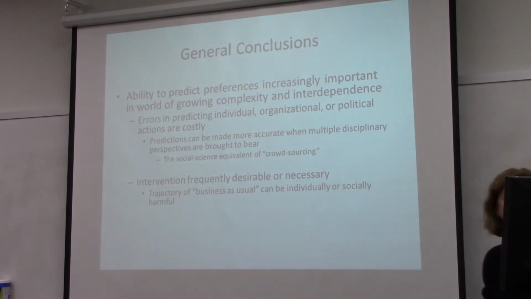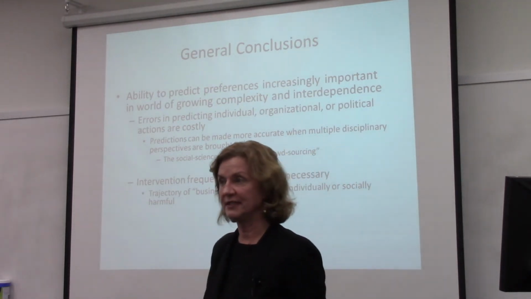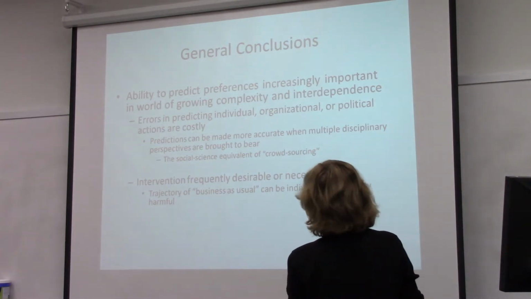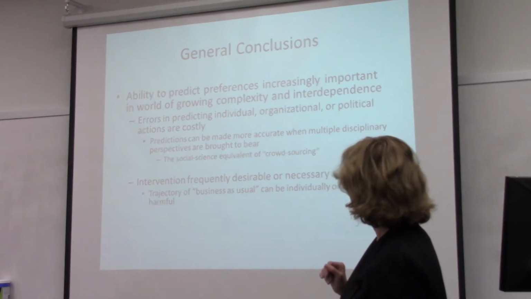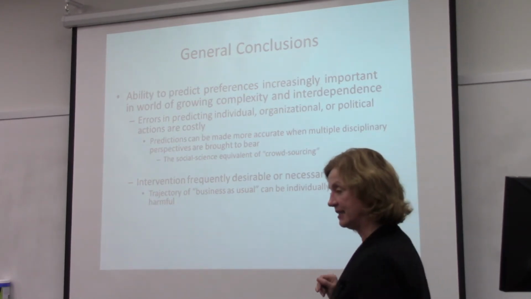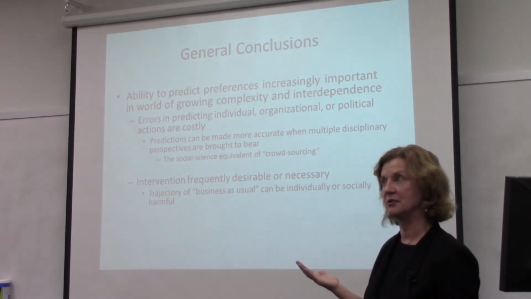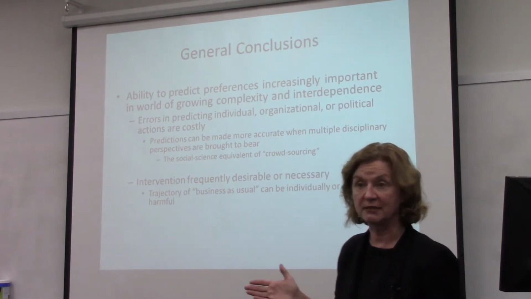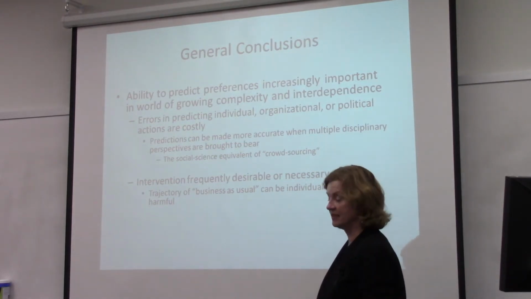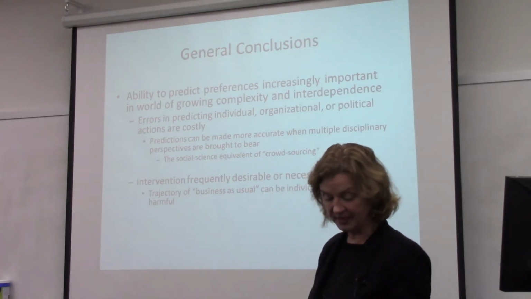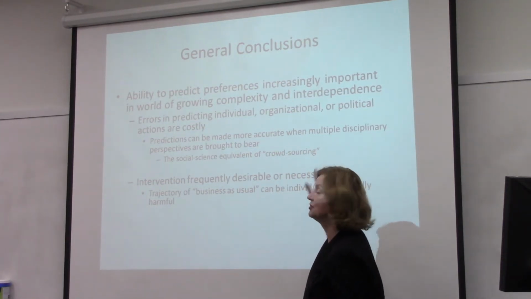And so in terms of general conclusions, our ability to predict preferences is obviously important. And errors in prediction make a difference. Assuming that people's choices are made rationally, in the sense that some of these contextual factors don't play a role, does lead to errors in prediction. These context effects are there. And using additional disciplines, like insights from psychology, to make these kinds of predictions, you can think of as the social science equivalent of crowdsourcing, does seem to pay off.